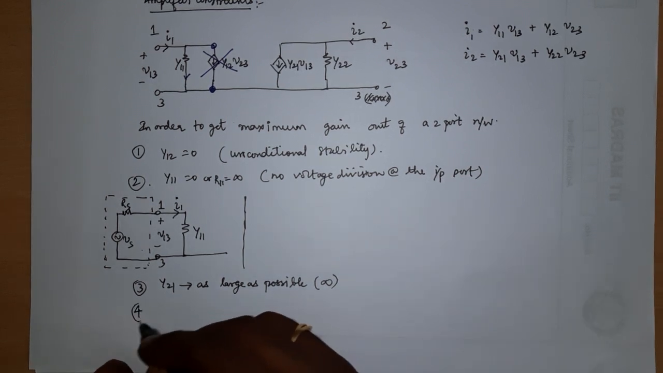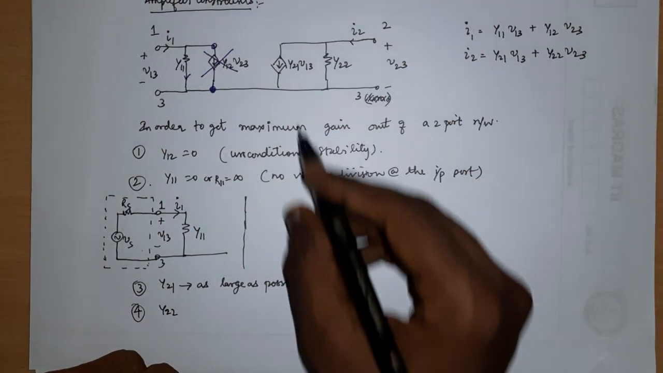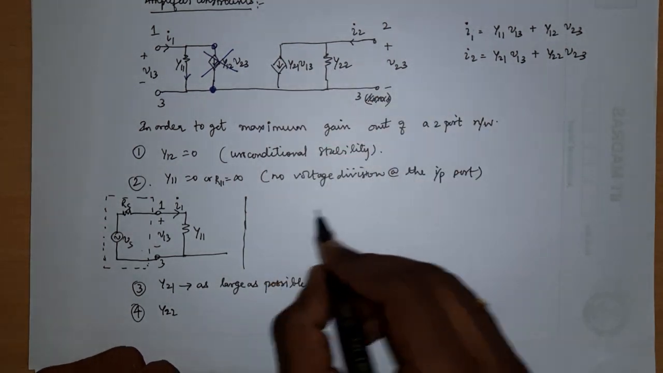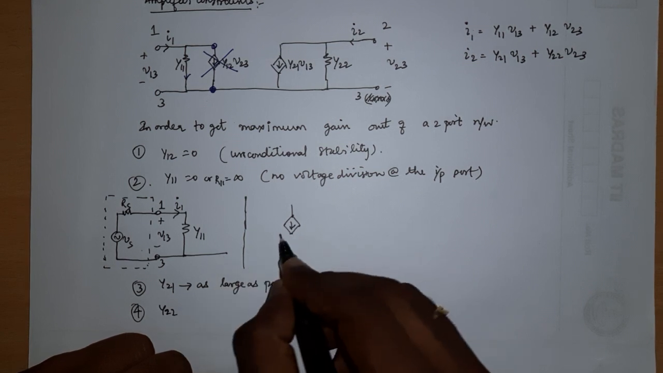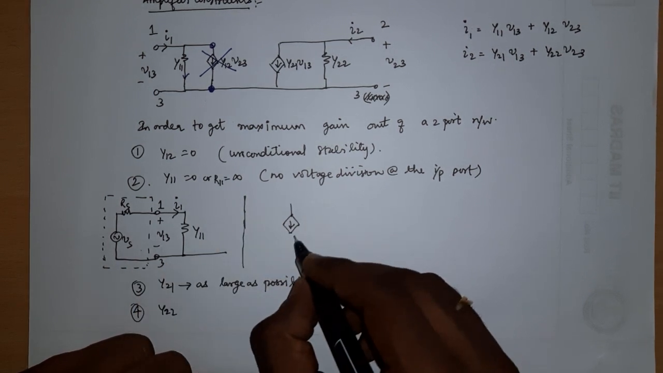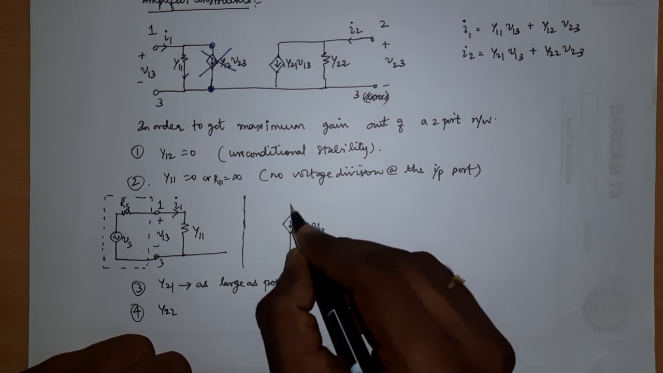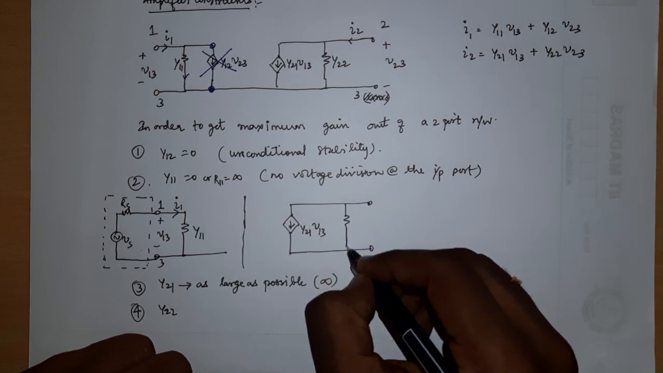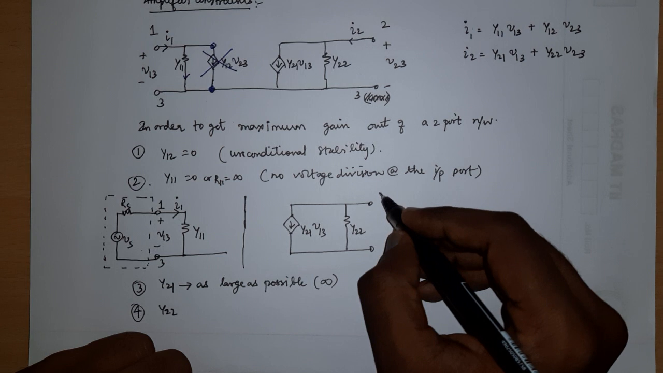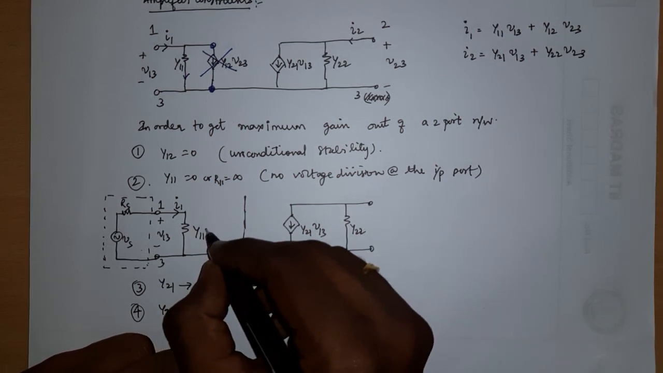So the fourth condition should obviously be on Y22. What do we want Y22 to be? Let's draw this circuit again, just to clarify what Y22 should be. This is only at the output side; I have drawn the input separately. So now we know that Y21 is to be very large, and then I have Y22 here.